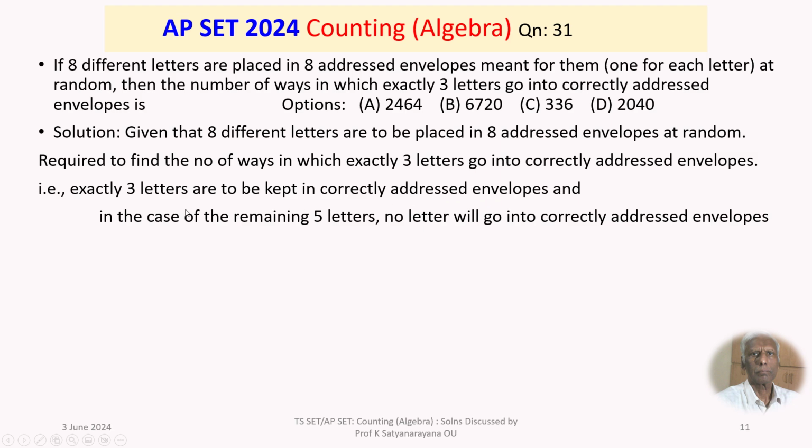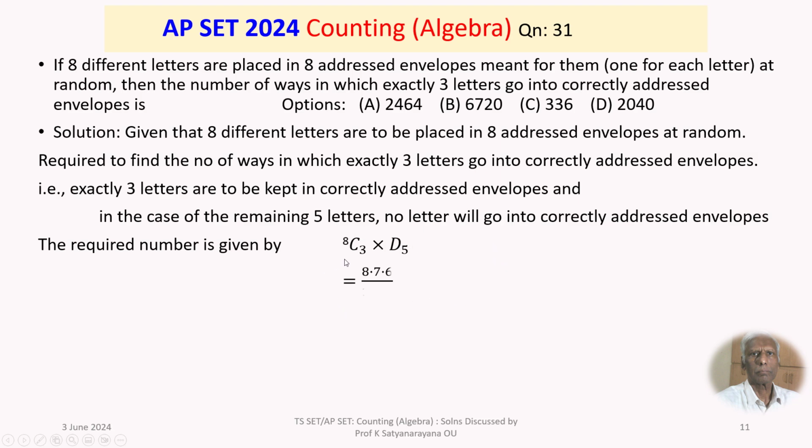The first task is to put 3 letters into the correctly addressed envelopes out of 8 letters. In how many ways can you do that? 8C3, multiplied by, as a product rule you have to apply, because it is the first task followed by the second task. For the second task, the remaining 5 letters, no letter will go into correctly addressed envelope. That means D5, the number of derangements of 5. So the required number will be given by 8C3 for the first task multiplied by D5 for the second task.